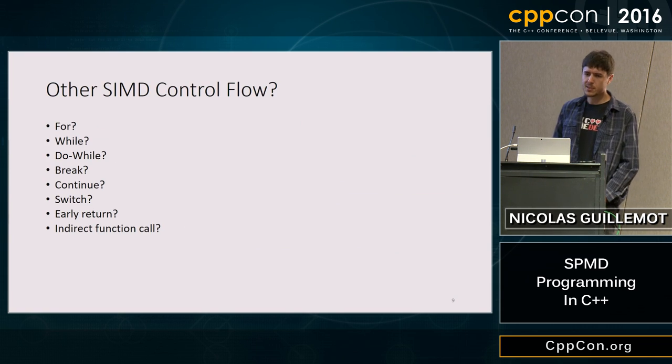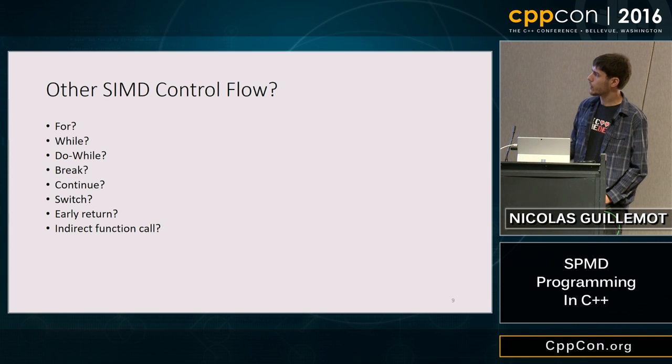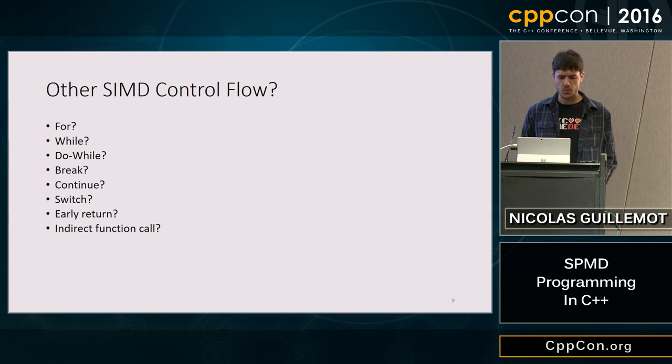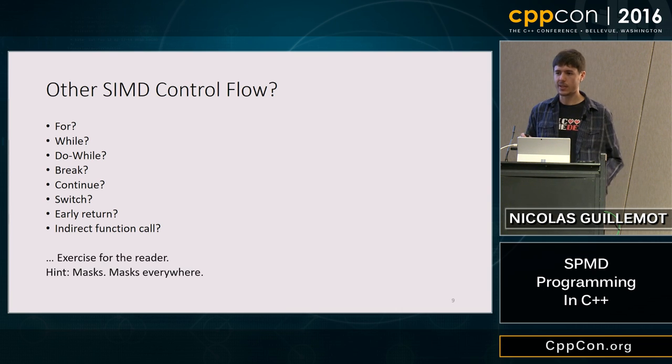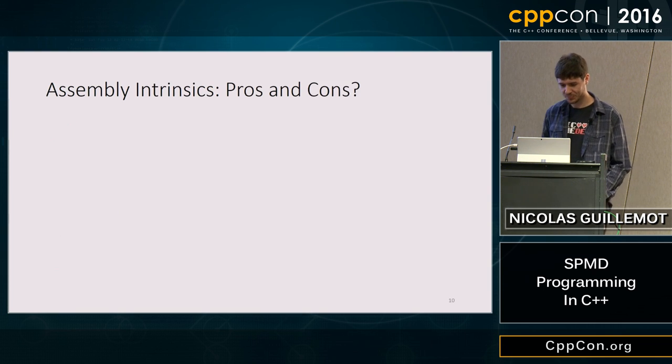So if-else is pretty basic, so what about all the other control flow that you get in a regular C program, like for or while or switch or continue? You know, those are all possible. And I think that what I've covered so far is enough for you to understand how to implement them. So I'm leaving it as an exercise for the reader. And just as a hint, it's just masks. Like everything's just masks, everywhere. So that's basically the TLDR of how you implement all these other things.